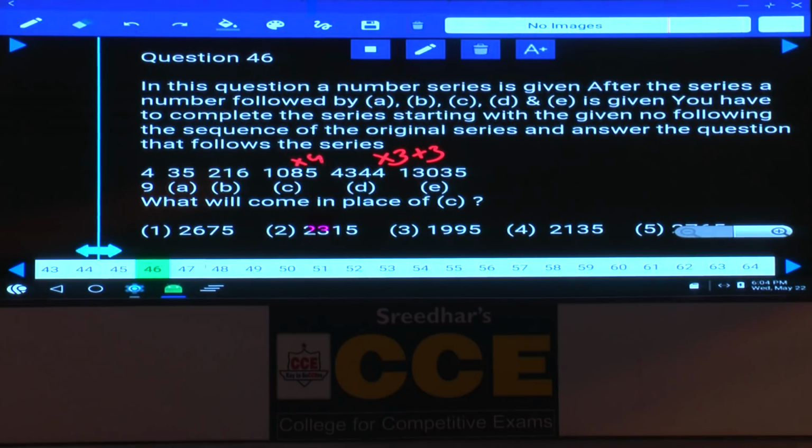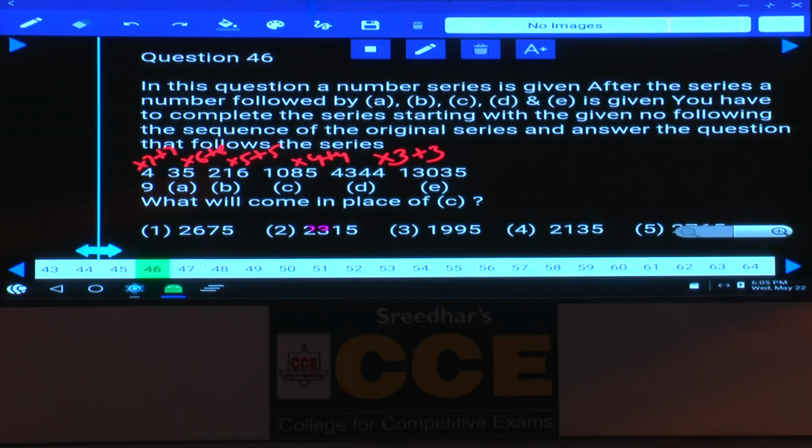Now 1000 into 4 is 4000, plus 4 gives 344... 344 into 4 plus 4, into 3 plus 3. This is into 5 plus 5. Now 216 into 5, how much is that? 216 into 5 is 1080, plus 5. And this is into 6 plus 6. And this will be into 7 plus 7.